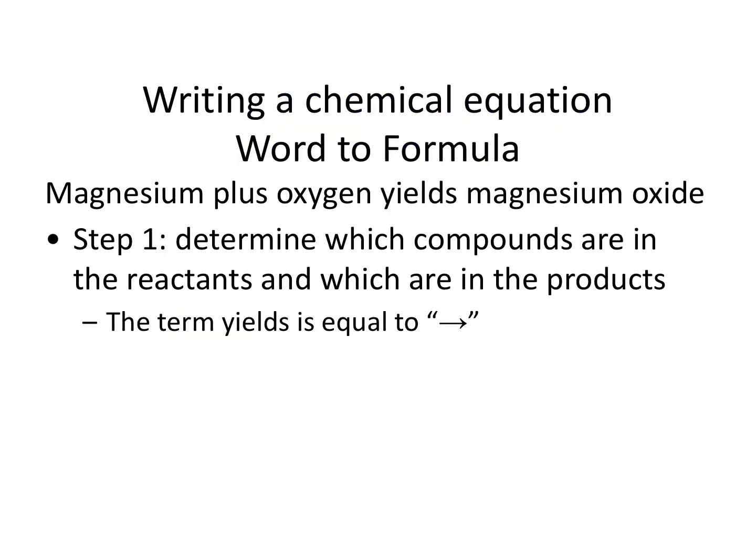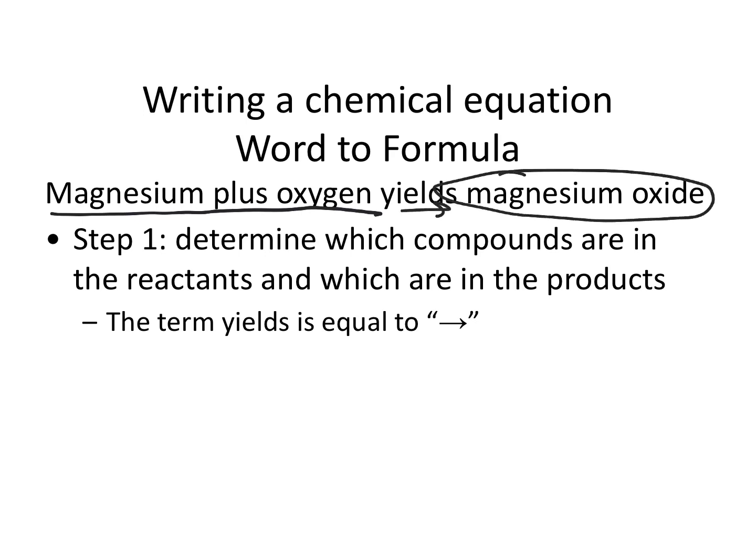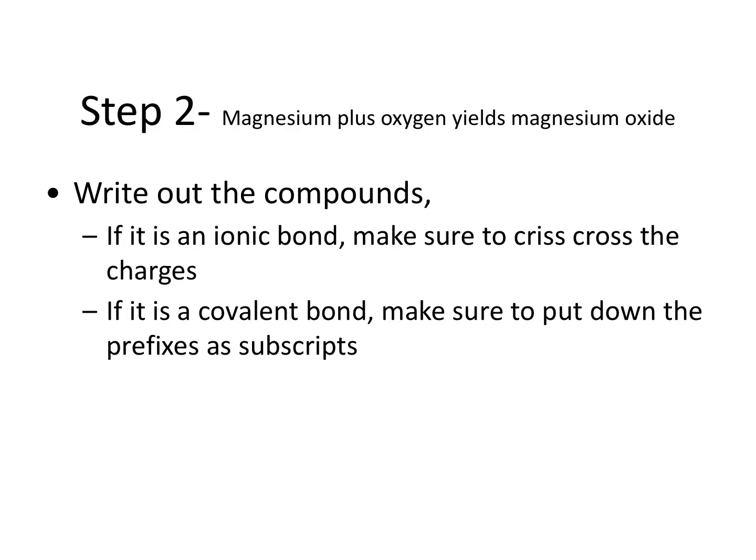So keeping this in mind, we are going to practice writing a chemical equation, just like we were doing, but when we have words and we have to make the formula. So step 1 is to determine what compounds are the reactants and which are the products. So I think that our reactants are here, magnesium plus oxygen, yields magnesium oxide. I think we have 2 reactants, 1, 2, and 1 product.